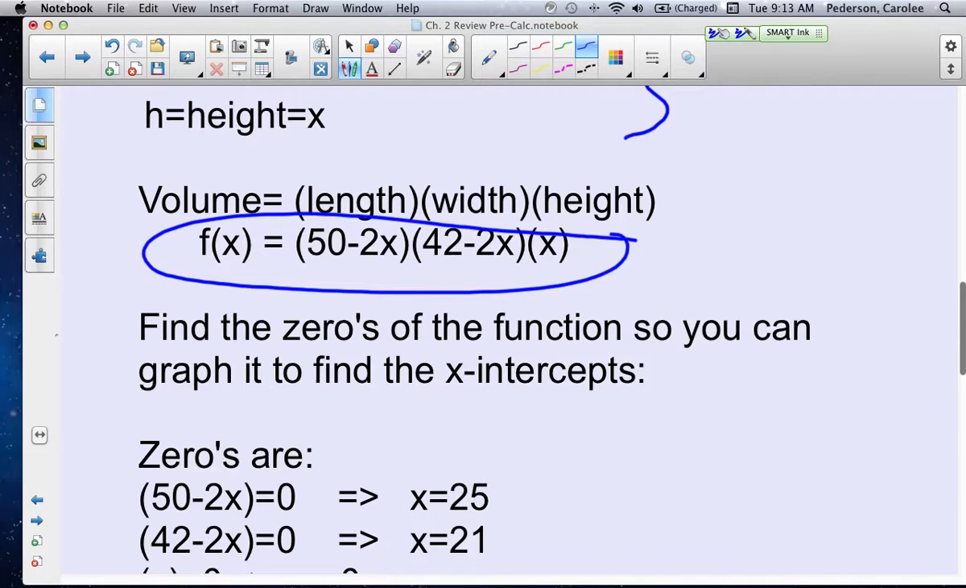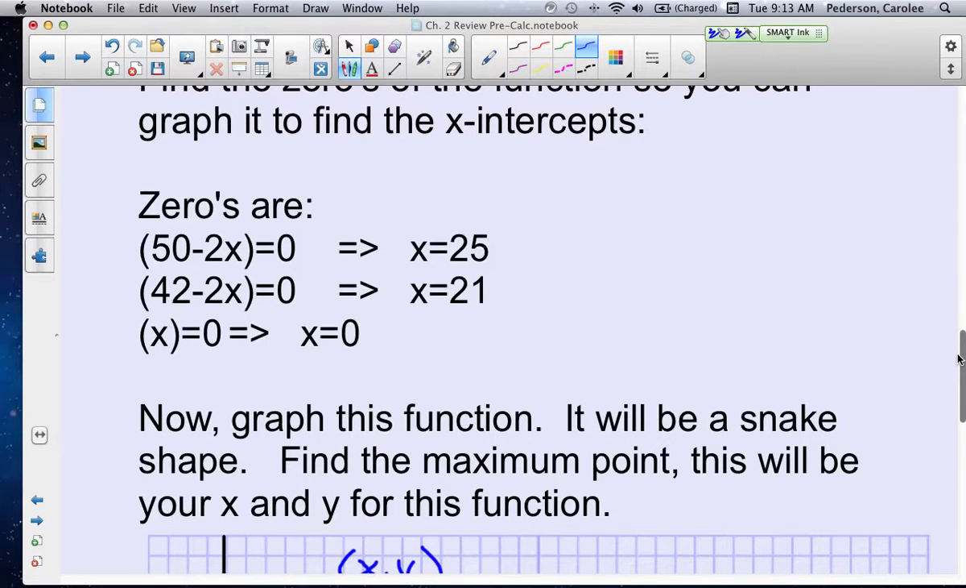So one thing you might want to do is just find the zeros of the function. It's already in factored form, so you could leave it in factored form. And you get 3 zeros. You get an x-intercept at 25, an x-intercept at 21, and then an x-intercept at 0.